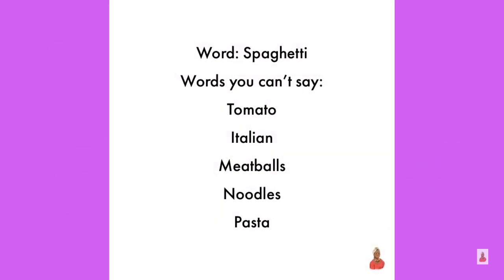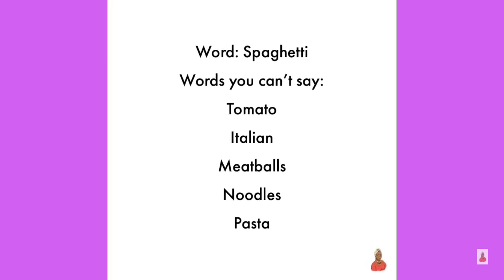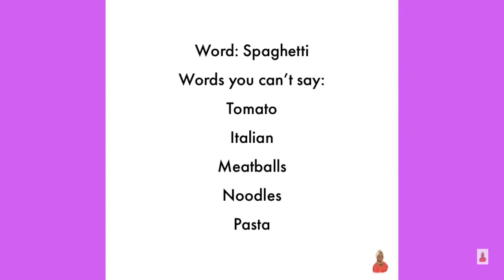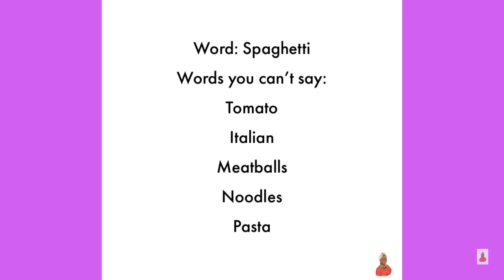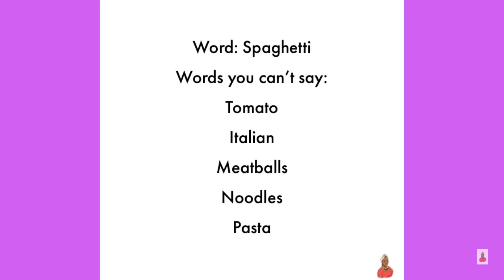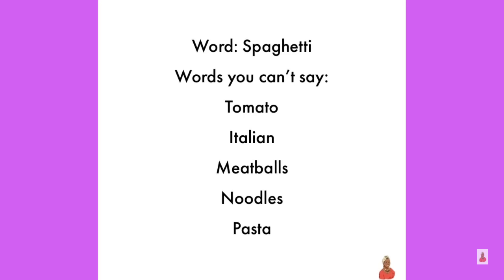For example, we have the word spaghetti. The player has to describe what this item is without saying the following words: tomato, Italian, meatballs, noodles, pasta, and of course they can't say the word spaghetti.